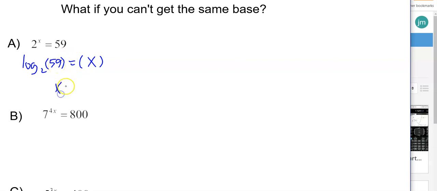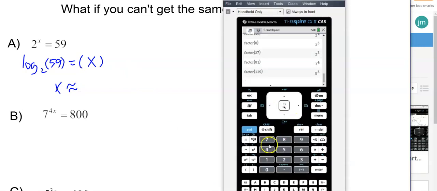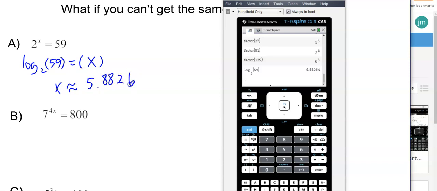If this is in the calculator section, and I say round it to 4 decimals, you would at this point have to just type that in your calculator. So you type in, log is control 10 to the x, and you type in log base 2 of 59. If you want a decimal, hit control enter, and it'll round it there. And I just went to the nearest 4 decimals, so 5.8826 is what that's approximately equal to for x.